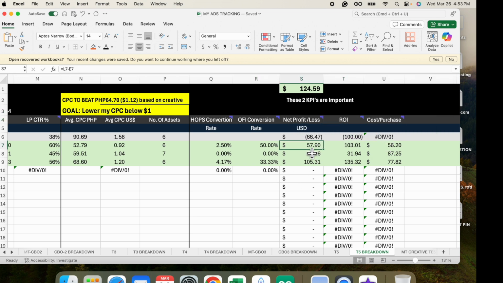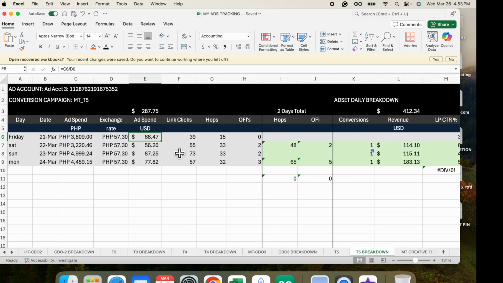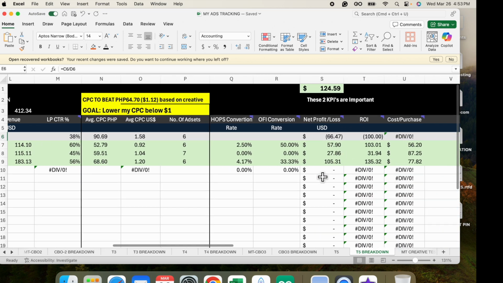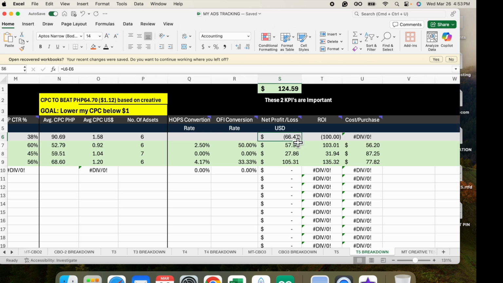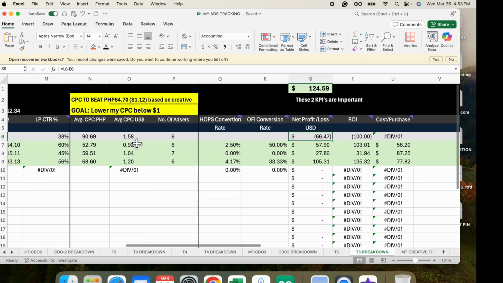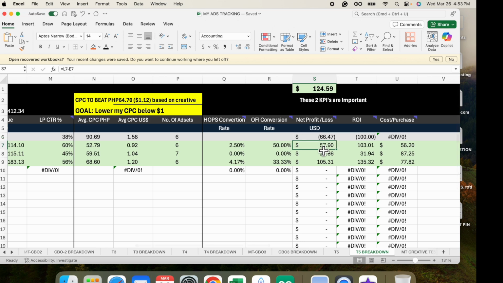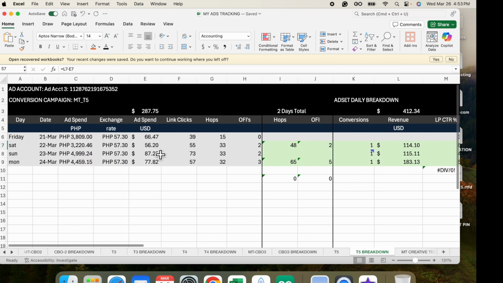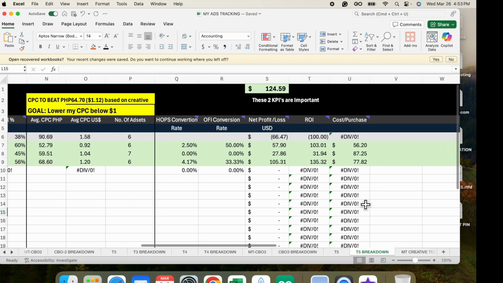So you will see here on this first day, I spent $66. So I lost $66 because I don't have any sale conversion. And then the next day, my spending here is 56. This is my ROI, 103, 31, and 135. All right, so I've got this $100 profit.